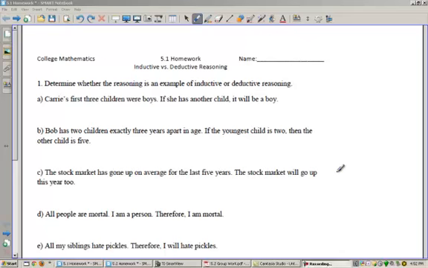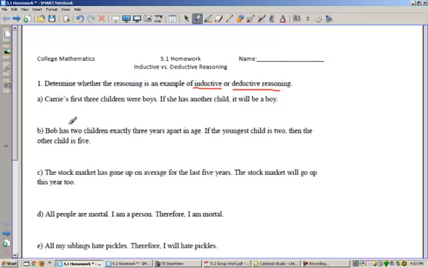So this is 5.1 homework on inductive and deductive reasoning. And then number 1, we want to determine whether the reasoning is an example of inductive or deductive reasoning. Just to remind you, with inductive reasoning, typically we go from some specific cases and apply them to the general case. And deductive reasoning, we do the opposite. We take some sort of general principle and then apply it to a specific case.